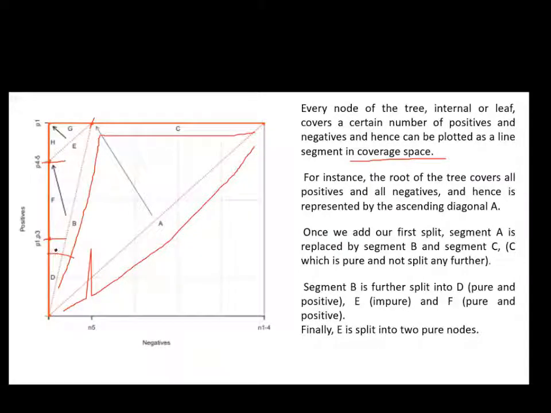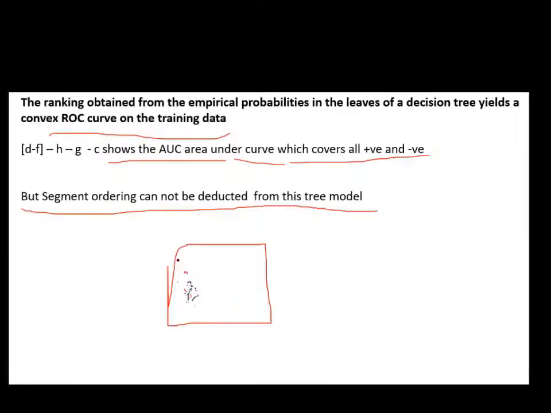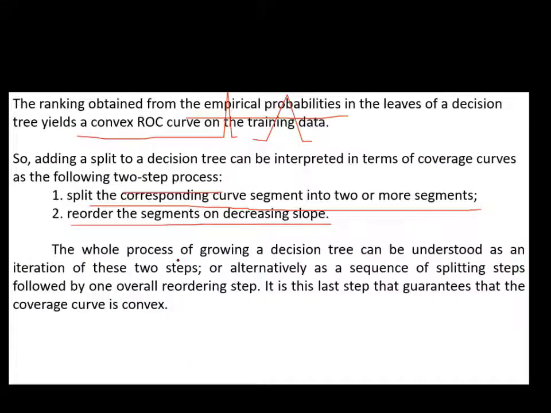This is called slope, my dear friends. Decreasing slope. Reorder them in decreasing slope. So the whole process of growing a decision tree can be understood as an iteration of these two steps. An alternative is a sequence of splitting steps followed by one overall reordering step. It is this last step that guarantees that the coverage curve is convex. So this is how ranking works.